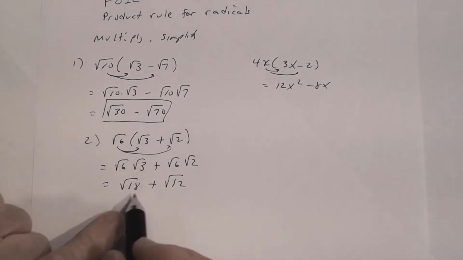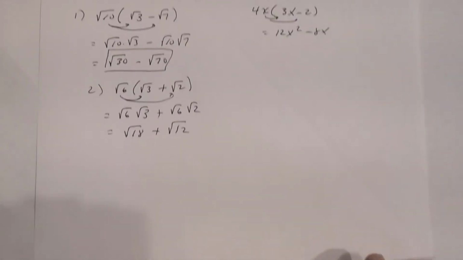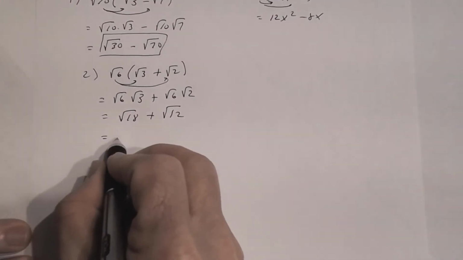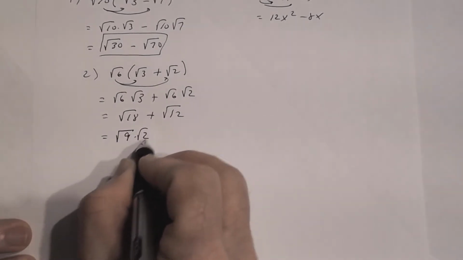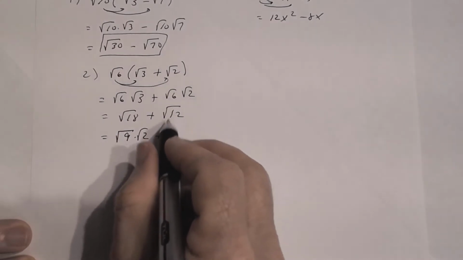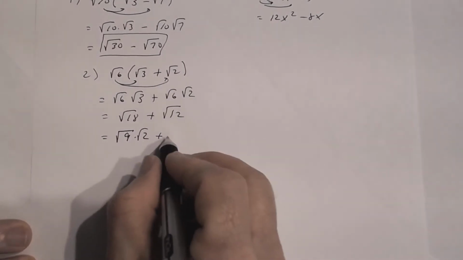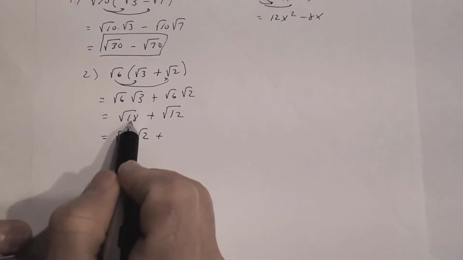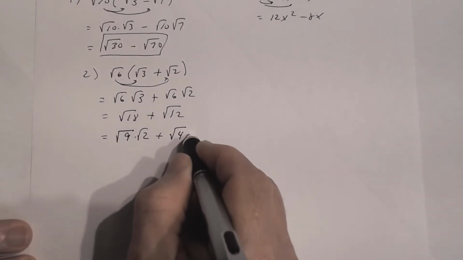And then we simplify. I know I can simplify the square root of 18. What perfect square goes into 18? Let's use the largest, which would be 9. So that would be the square root of 9 times the square root of 2. And then 12, I can simplify. What perfect square goes into 12? 4. So I can rewrite this, again using the product rule, I use the product rule to go from here to here. So it'll be the square root of 4 times the square root of 3.